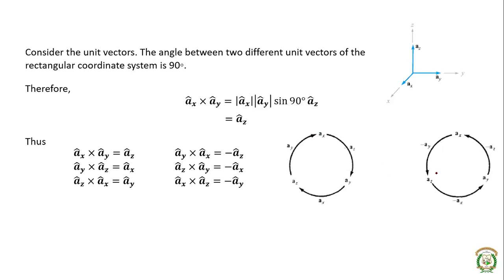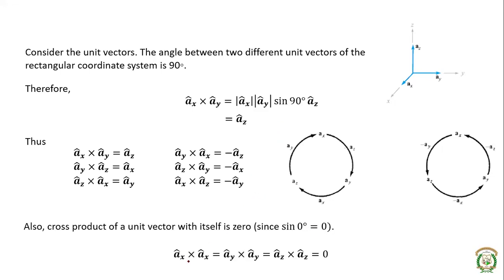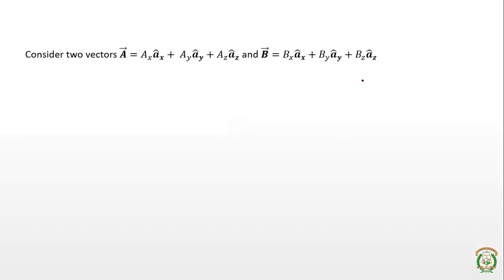Then what if you find the cross product of a vector with itself? The angle made by ax with itself is 0, and here we have the sine operation. Sine 0 is 0. That's why the cross product of a vector with itself is 0. So ax cross ax, ay cross ay, and az cross az are all 0. Now we will use those things here.